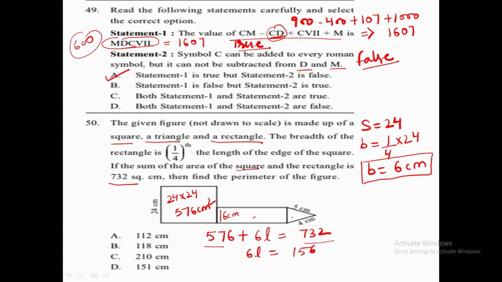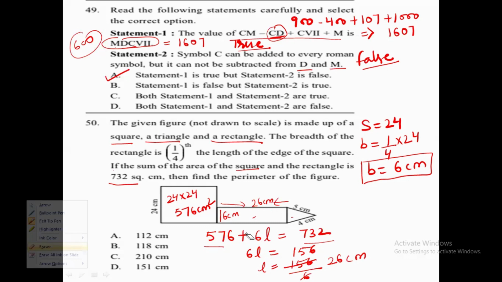Now you can see 6 is here in multiplication form. When we take this 6 over there, it will go in division form. So we get the value of length equal to 26 centimeter. So this portion is 26 centimeter. Got it? Now the question is asking for the perimeter of the whole figure.